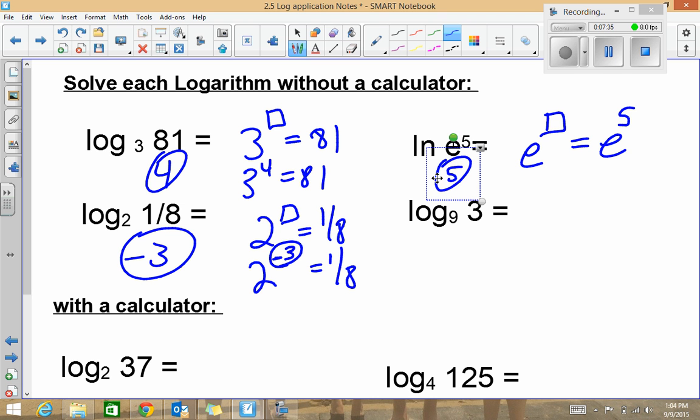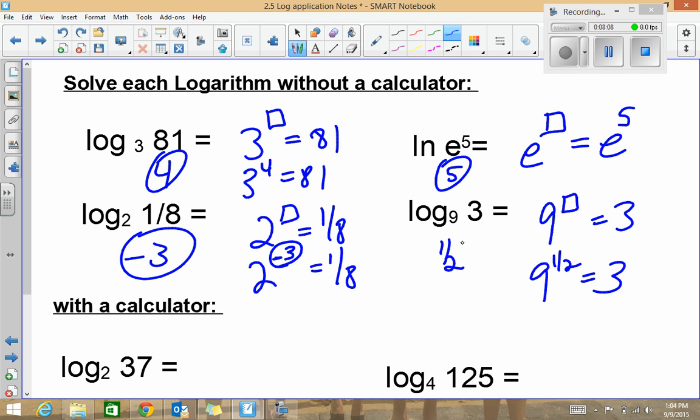Okay? Log base 9 of 3 equals what? This is again asking the question, 9 to what power equals 3. This was a little bit tricky because the relationship between 9 and 3 is the fact that 9 is the square of 3, right? Or 3 is the square root of 9. To express the square root as an exponent, we would use a fraction, which would be 1/2. So the answer to this equation is 1/2.